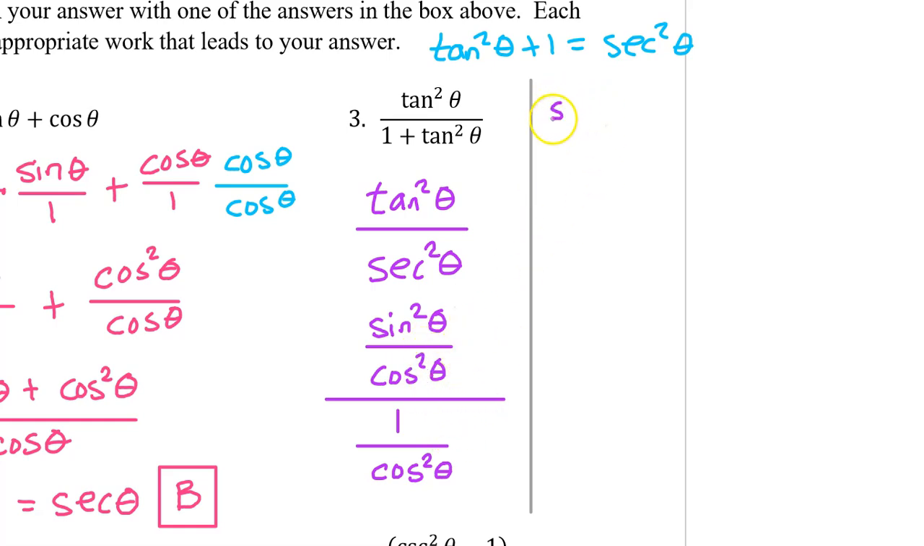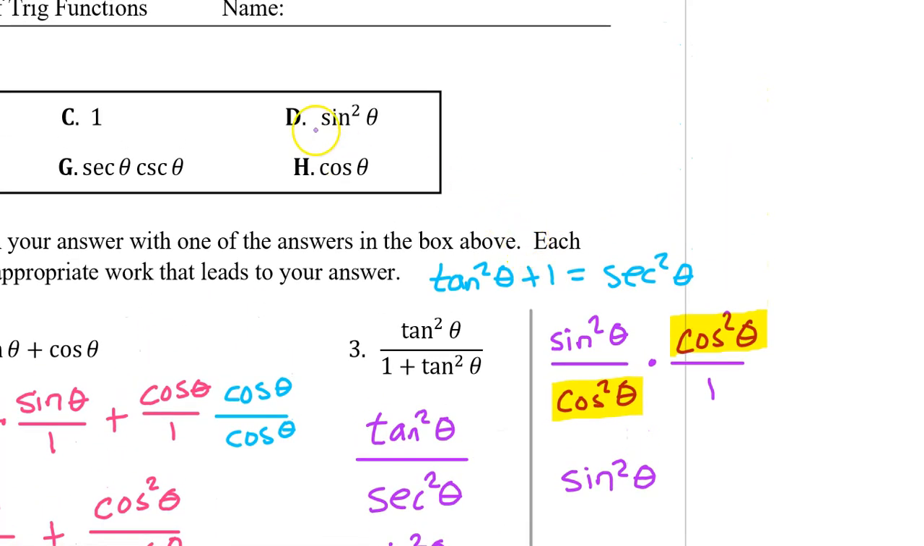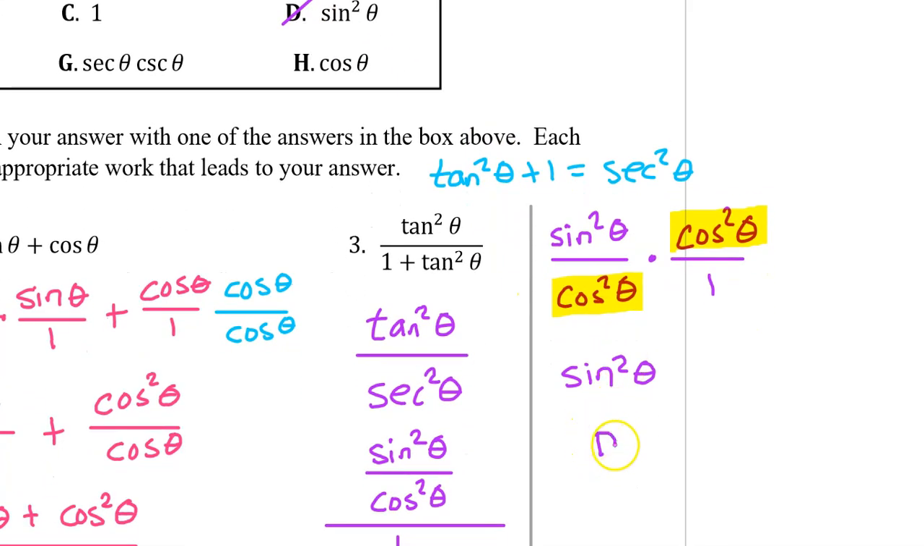So I'm going to recopy my sine squared theta over cosine squared theta. But now I'm going to multiply by the reciprocal, which will be cosine squared theta over 1. Notice that the cosine squared theta in the denominator will cancel out the cosine squared theta in the numerator, leaving behind only sine squared theta. I wonder if that's one of the options. And there it is. Option D. So that's the answer for number 3.